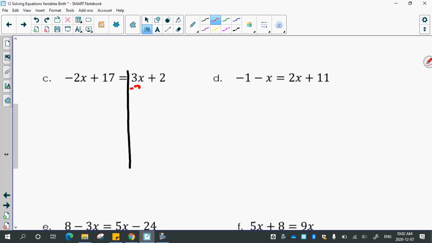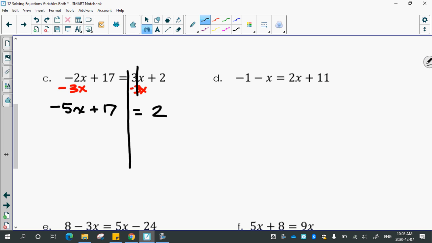Subtract 3x. If you're going to do that, which is fine, you just have to be really careful. Here's my zero pair, but negative 2x subtract 3x, negative 2 subtract 3 is negative 5x. So make sure you can get that either in your head or on your calculator. I prefer on your calculator so you can always double check. But you're going to type in negative 2 subtract 3, okay? Plus 17 equals 2.